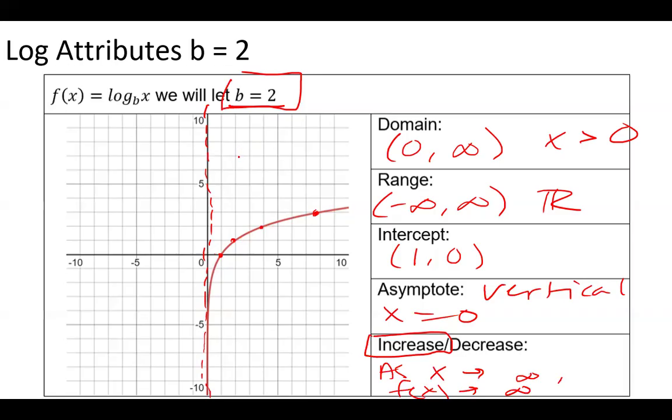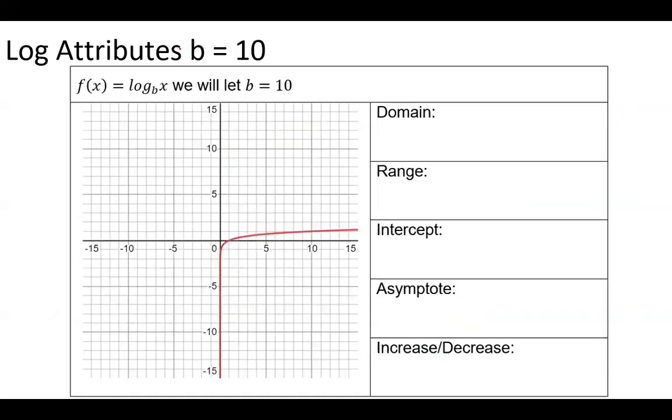Okay? So as an example, we're going to look at the common log. So attributes of b equals 10. This is called our common log because it's the log that's going to be written without a base. So you would see this written as f of x equals log of x. So when there's no base written, that means that your b equals 10. Does that make sense?